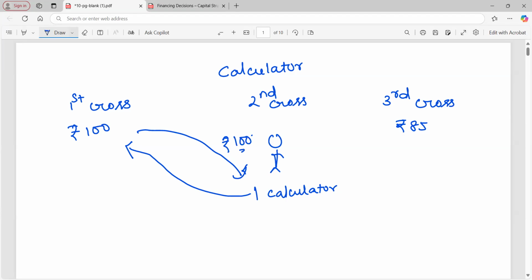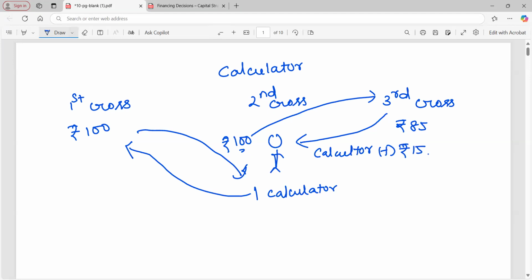Now with this 100 rupees, you can go to the third cross and pay him this 100 rupees and purchase a calculator from him. So now you're going to pay 100 rupees to the third cross shopkeeper. In return, what will he give you? He will give you a calculator, plus, in addition to that, he will give you rupees 15.